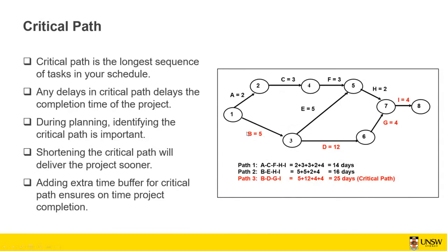But if the tasks are not in the critical path and get delayed, we still can manage to finish the project on time if the delay is not larger than the slack compared to the critical path. For example, we got 25 days for path 3, compared to 14 days for path 1. So if path 1 is delayed 11 days, we still can finish the project within 25 days.